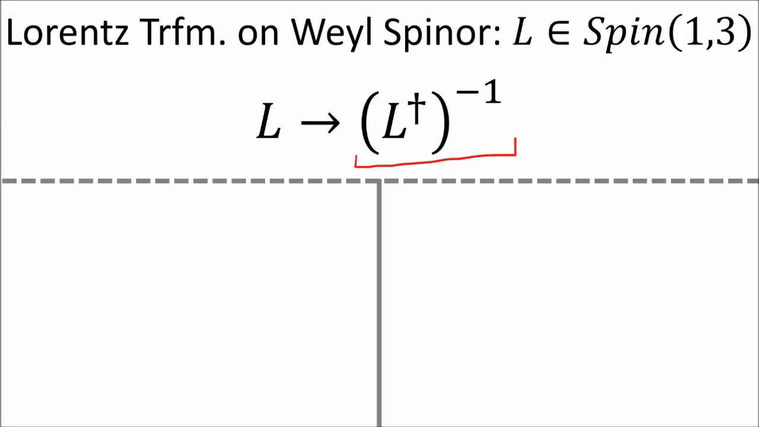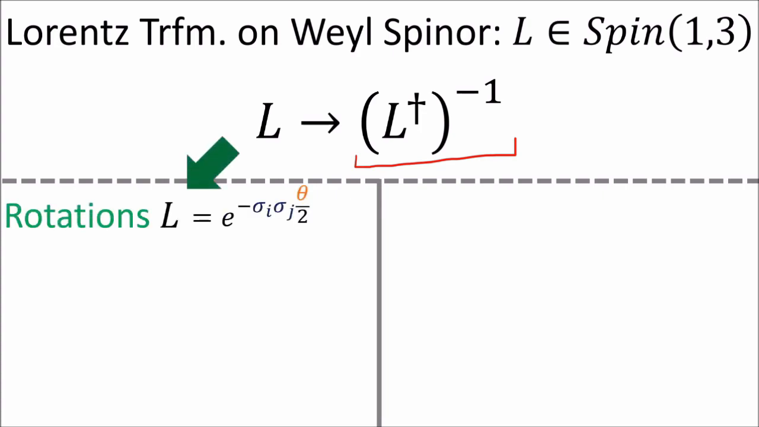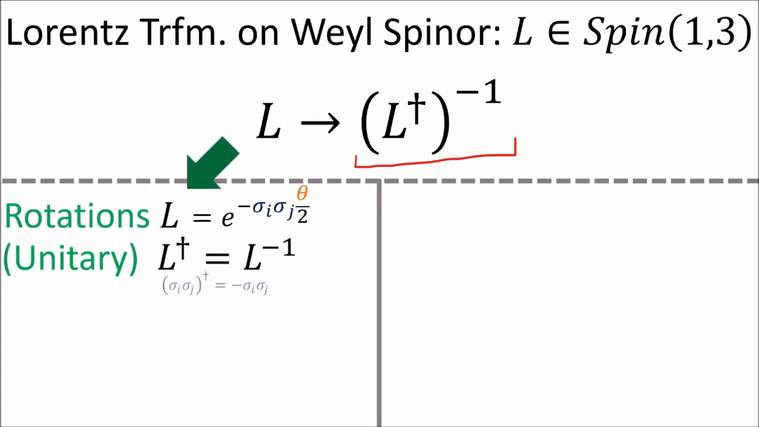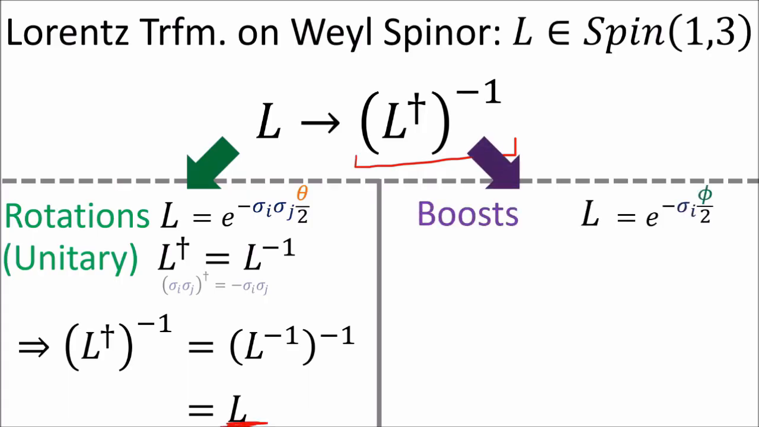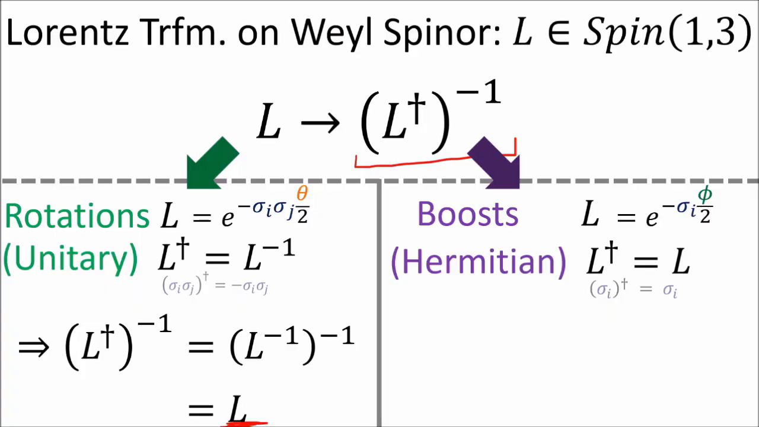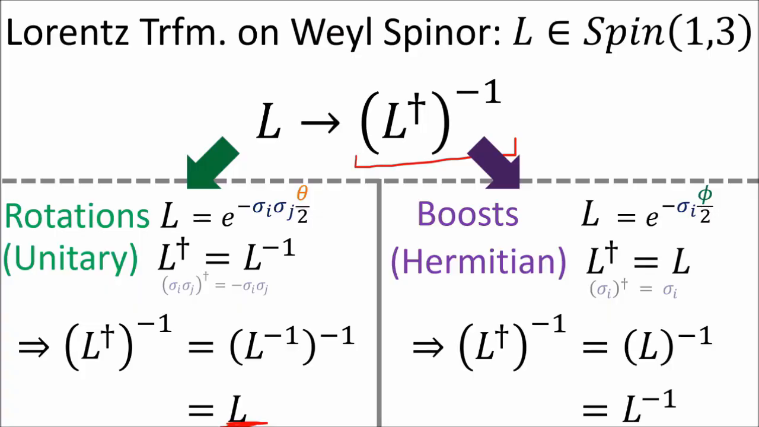while reversing boosts. Since rotation matrices are unitary, the Hermitian conjugate is the same thing as the inverse. This means the 2 inverses cancel and the rotation is unchanged. However, boost matrices are Hermitian. This means the dagger does nothing and we're left with only the inverse, which reverses the direction of the boost. So for Lorentz transformations, the combination of Hermitian conjugate and inverse does a parity transformation, because it leaves rotations unchanged, but reverses boosts.